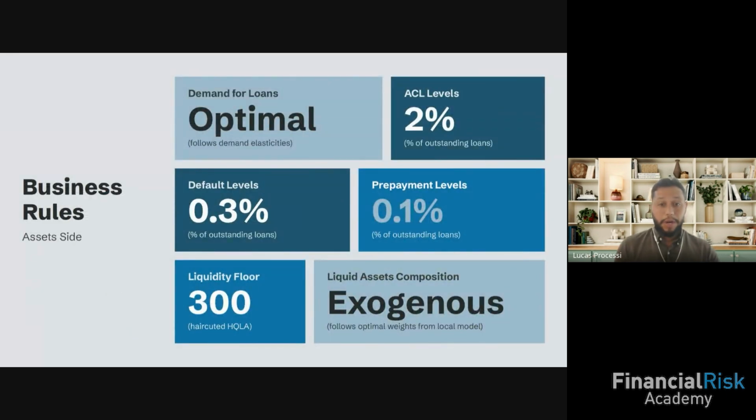All right, so now we're going to explore some of the main business rules that we are inputting to the model. This is for the asset side. The demand for loans is calculated using these demand curves, these elasticities. We have business rules for ACL levels, for defaults, for prepayments. These are all encoded into the mathematical model, these levels of prepayments, these levels of default. Also, we have a rule for a liquidity floor for the haircutted, high quality liquid assets.